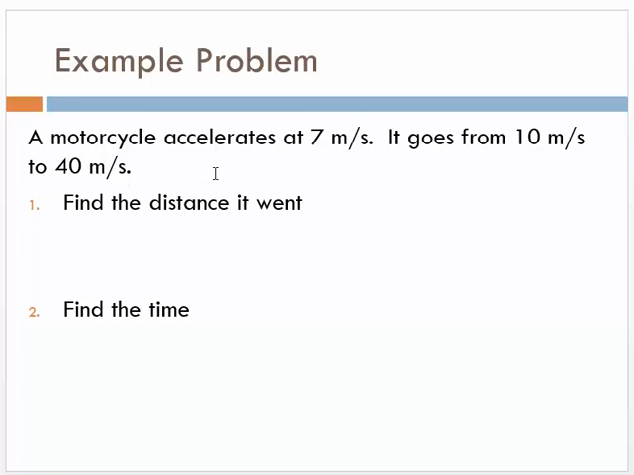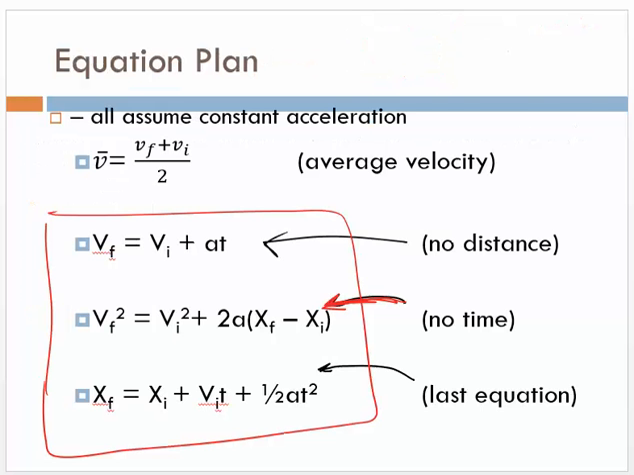Okay, this motorcycle accelerates at 7 meters per second squared. It starts at 10 meters per second and goes up to 40 meters per second. Find the distance. Notice up here, I don't have time. This is something that's just going to start hitting you right away. As I go back to my equations up here, the equation for not having time is this one here in the middle.